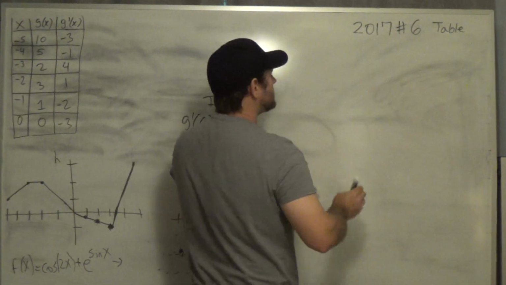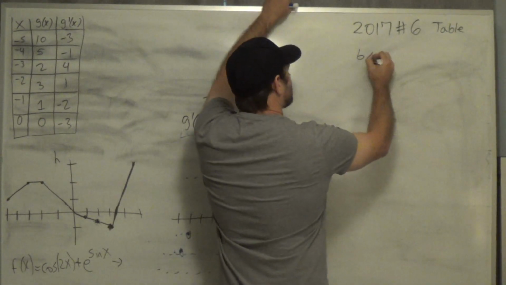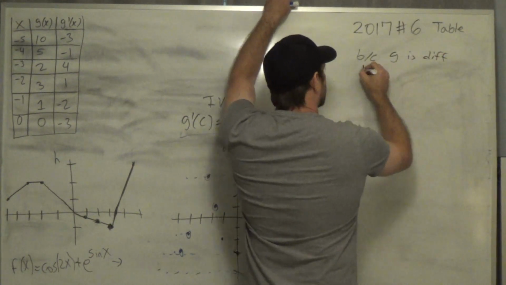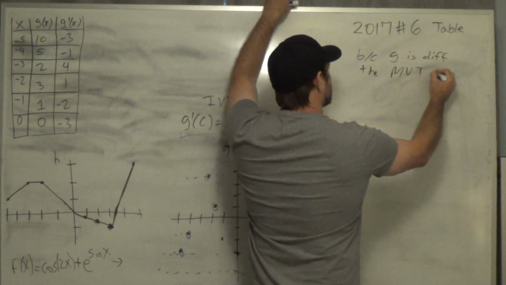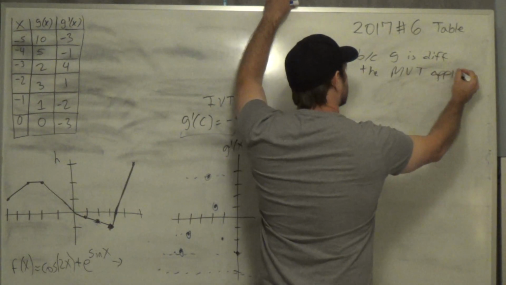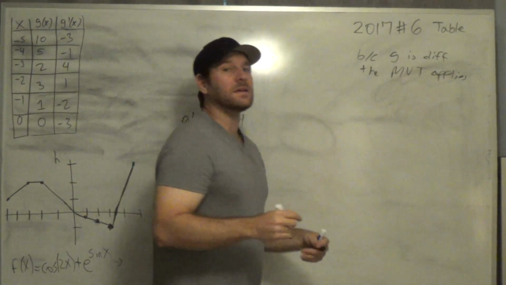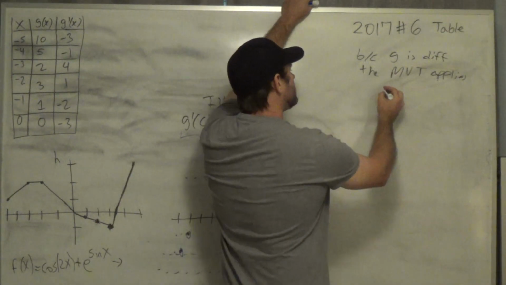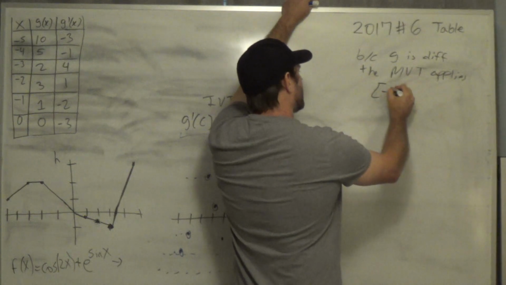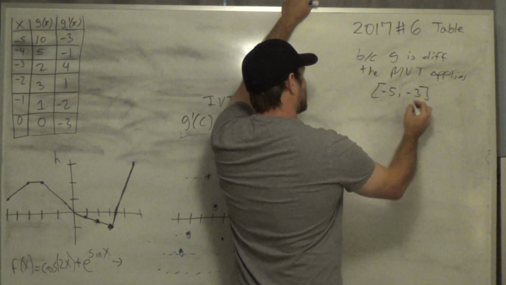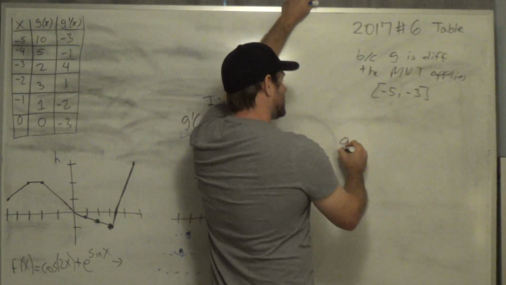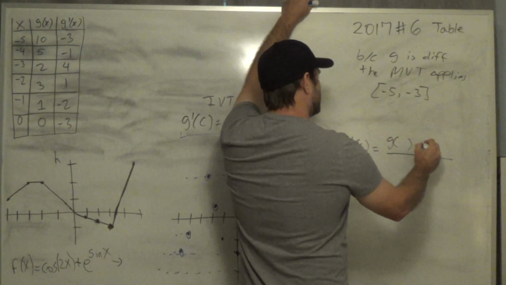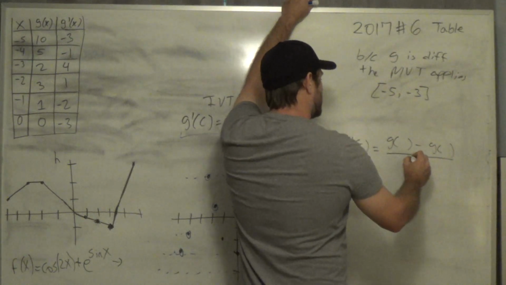So here I would say, because g is differentiable, the MVT applies. Okay, they told me it's differentiable. Now, on this problem, they are wanting me to use the interval of negative 5 to negative 3. So again, the formula I'm wanting to use is g prime C has to equal g of b minus g of a over b minus a.